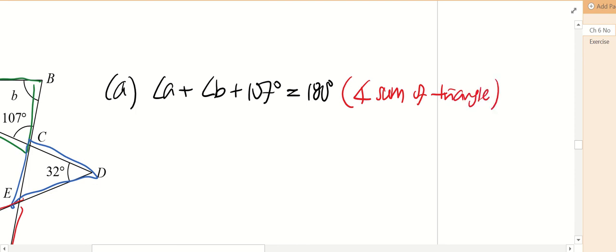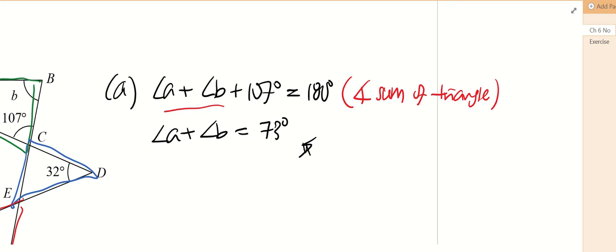Yeah, angle sum of triangle, right? So they're asking for what is A plus B. Therefore we know that angle A plus angle B is 180 minus 107, which is 73 degrees. And we are done for part A. Angle sum of triangle, so that is the property or the reason that we need to quote.